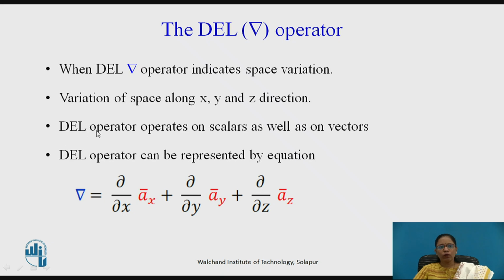The operator, if at all I want to represent in the equation form, I can represent it like dou by dou x ax bar, that is variation with respect to x along x direction, plus dou by dou y ay bar plus dou by dou z az bar. That is variation along the x, y and z directions.